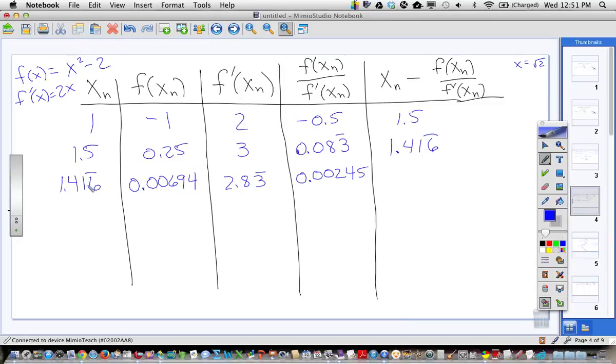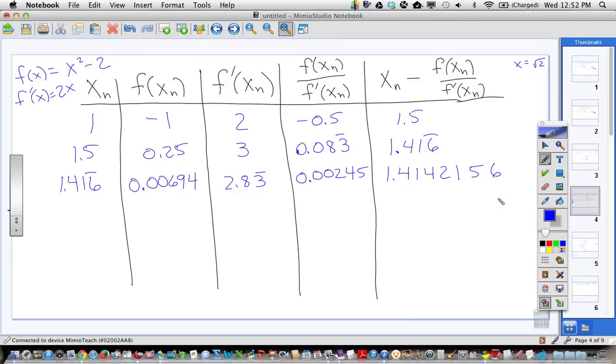Okay, and then finally you take the 1.416 repeating minus this number, and then give me quite a few decimal places on this. 414256. Okay, that's good. 1.4142156. Okay. Now, what do we notice so far?